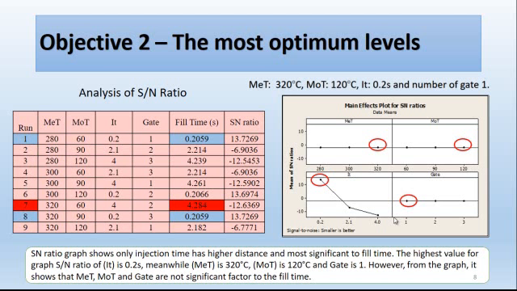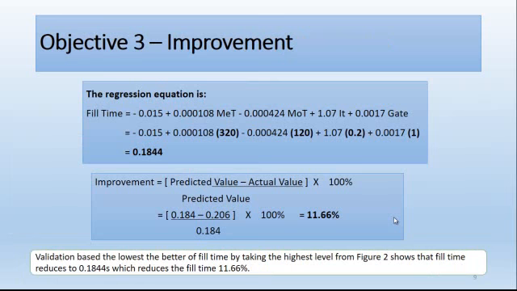However, from the graph, it shows that melt temperature, mold temperature, and gate are not significant factors to the fill time because the graph shows a horizontal pattern as compared to the injection time, which shows a very significant difference. Objective number 3 is to improve fill time by taking the lower the better of fill time. From the gradient equation, we find that the fill time is reduced to 0.1844 seconds, which reduced the fill time by 11.66%.